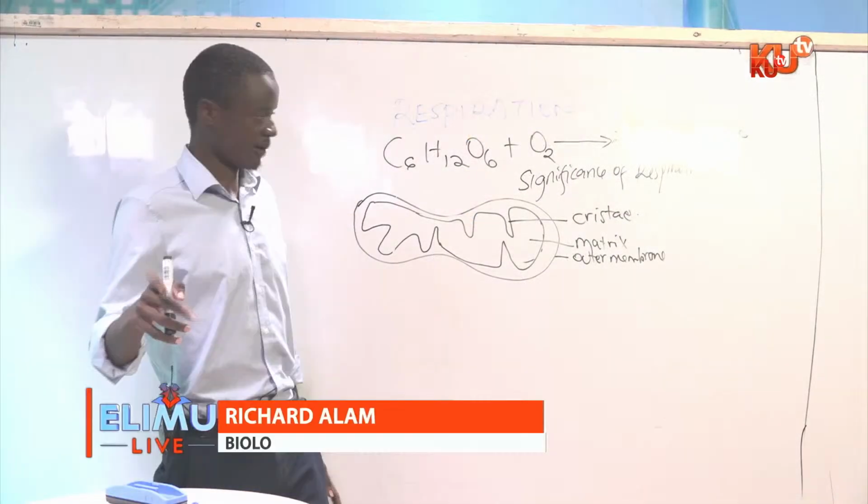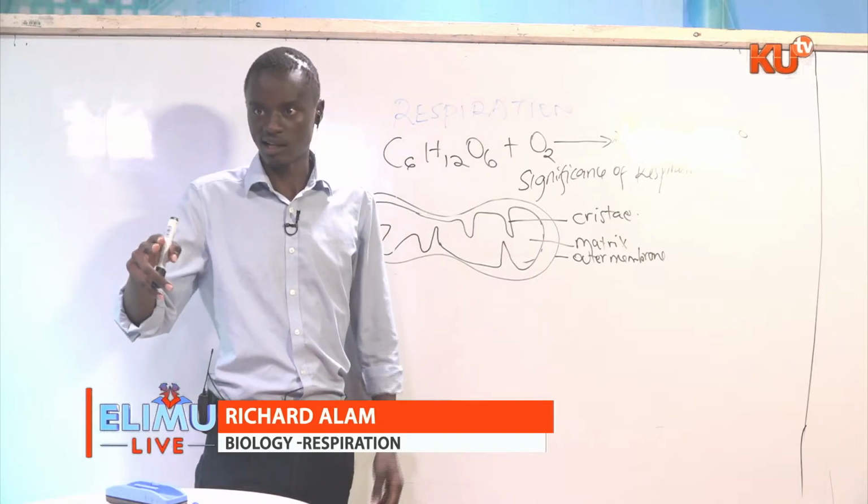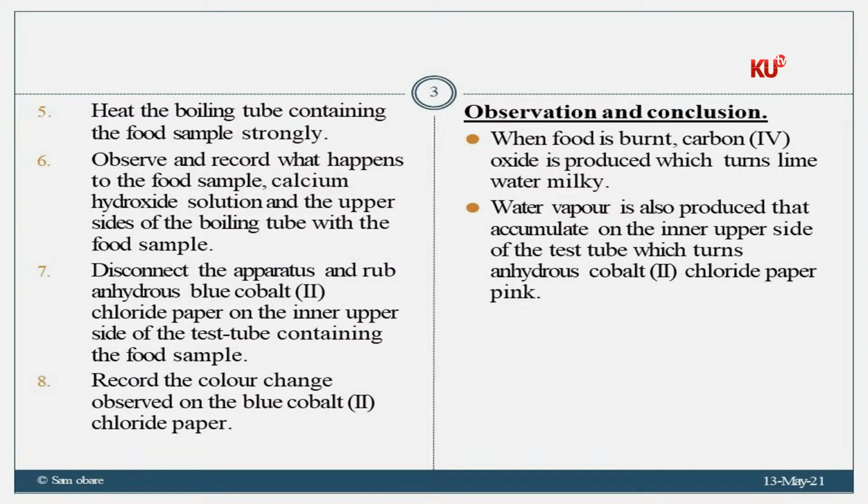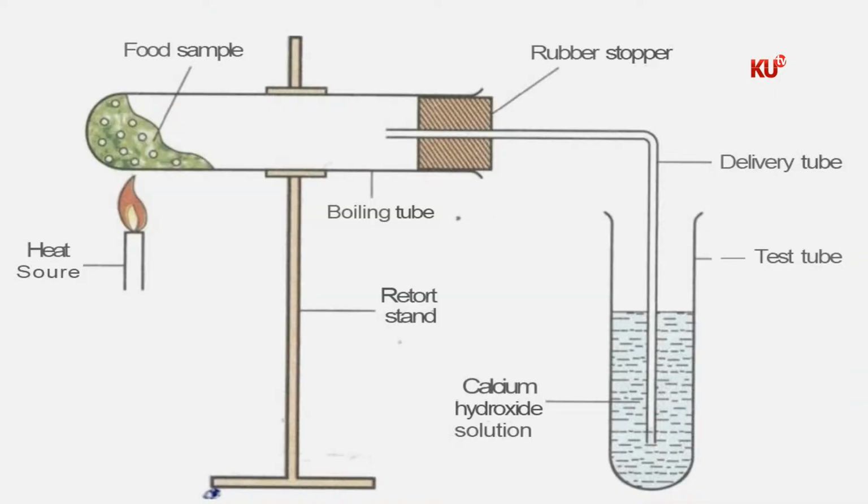Now, from that experiment, let's project the next phase so that we are able to see what happens. This is the diagram we have when food is burnt. We can see the source of heat. So when food is burnt and we have calcium hydroxide, from our general equation, we realize that when food is broken down, energy is released, then we have carbon dioxide and water. At the end of the experiment, when the food is broken down, carbon dioxide is released.